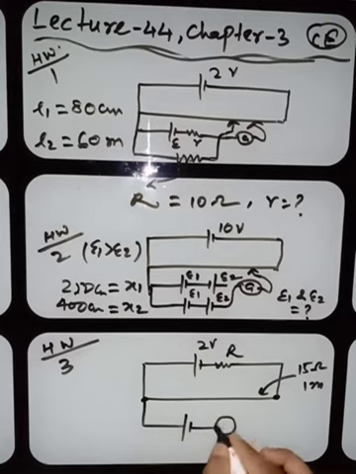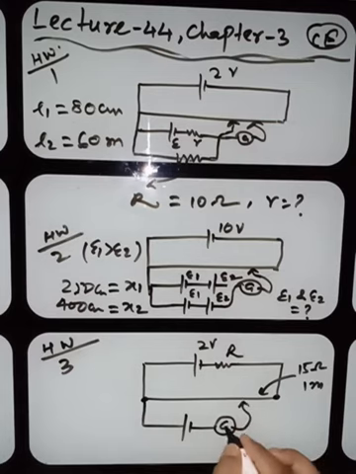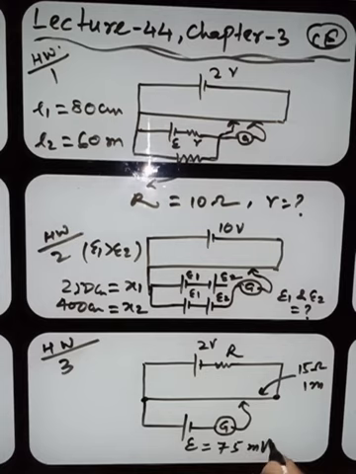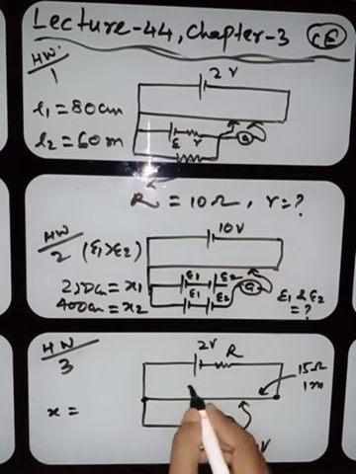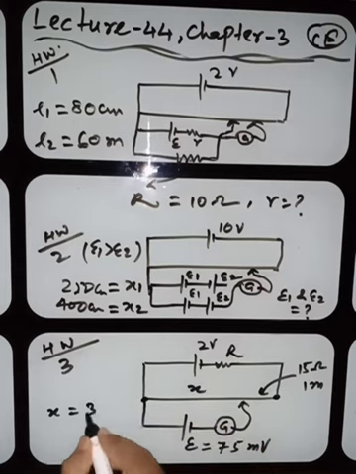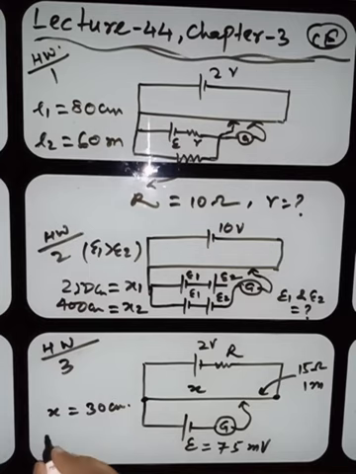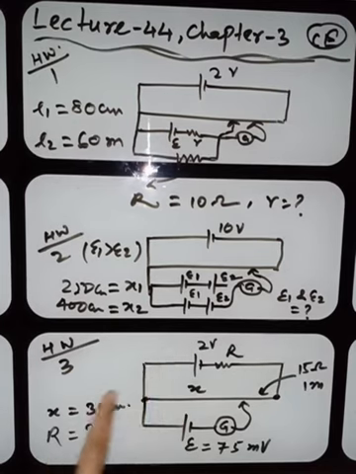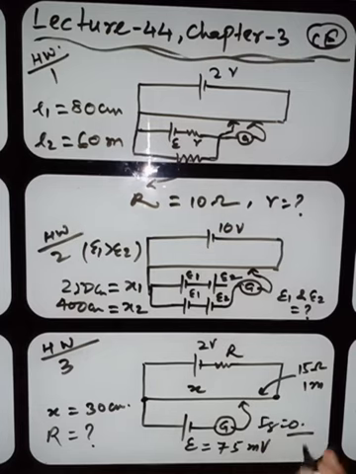Suppose the galvanometer, the balance point, suppose this E. For this value of E as 75 millivolt, the balance length from here, that is X, is suppose 30 centimeter. You have to find the value of R. This is the condition. If the 2 volt battery is the external source, and for the 75 millivolt the galvanometer gives zero, what will be the value of resistance?